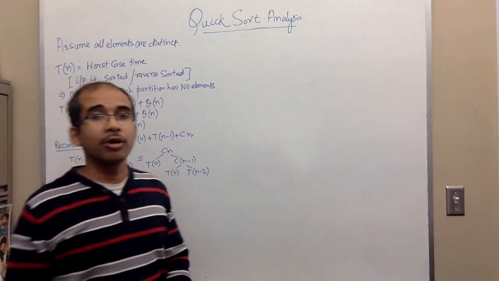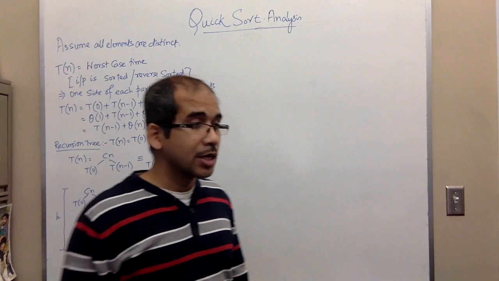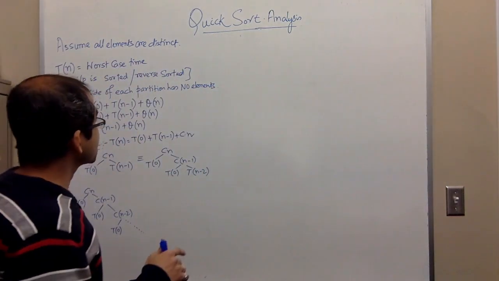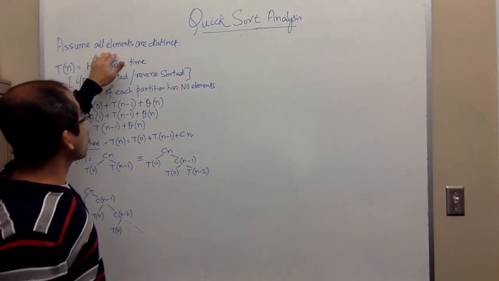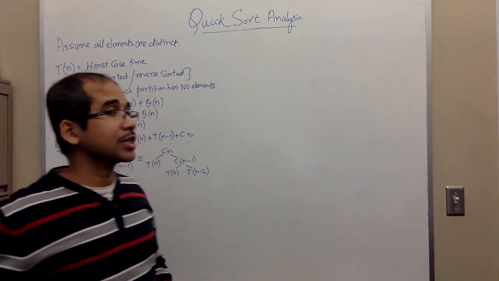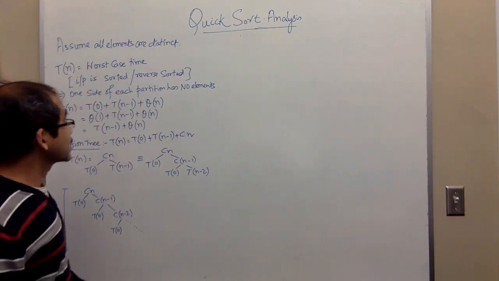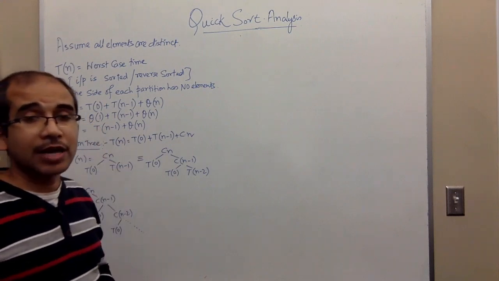Okay, now we talk about quicksort's complexity analysis, the time complexity analysis. This is the most interesting part about the quicksort algorithm. We assume that all elements are distinct, okay? It makes life easier, because if all elements are not distinct, the performance may not be as good. So what can be the worst case time of quicksort?